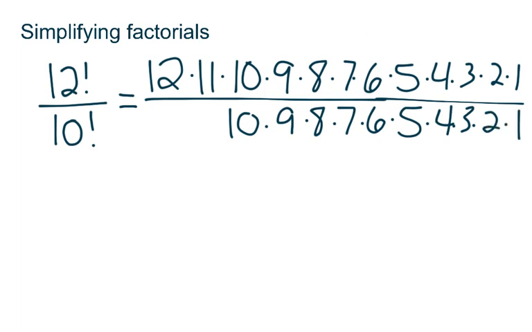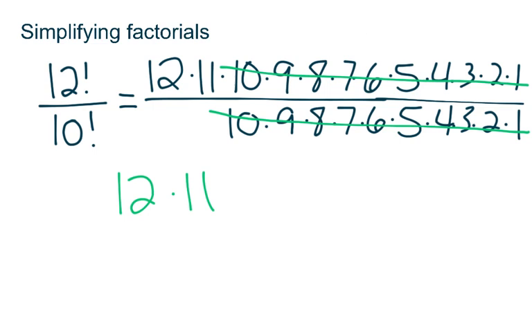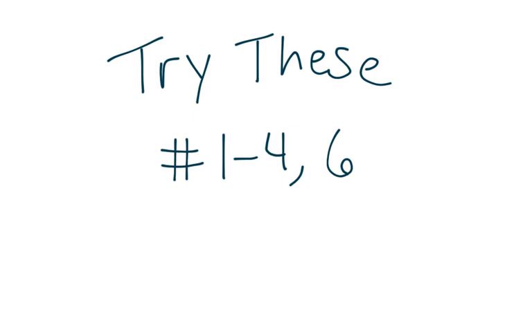So think about what's going to happen. If you have factors on the top and factors on the bottom, this 10 factorial can basically cancel out all of this part of the 12 factorial above. So that all cancels itself out, and all we really have to do is 12 times 11. Whenever you're dividing, remember that you can make your life a lot easier by canceling out factors first. Okay, go ahead and do your try these, number 1 through 4 and number 6.